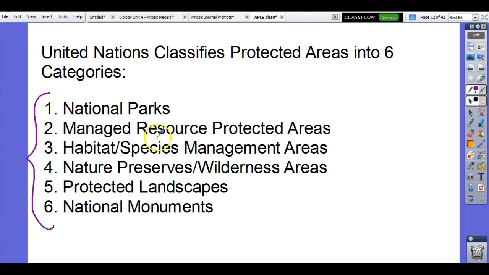And if you were going to suggest something that you could do to protect an area on an FRQ or something, you might want to know a couple of these just so you could pull them out and write them, but I don't expect you to know the difference between all of them.